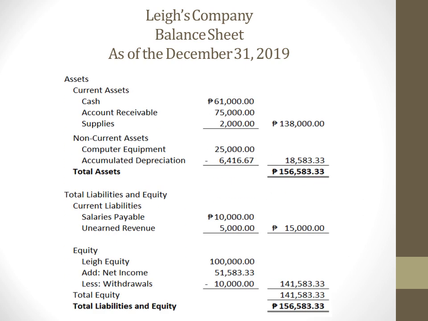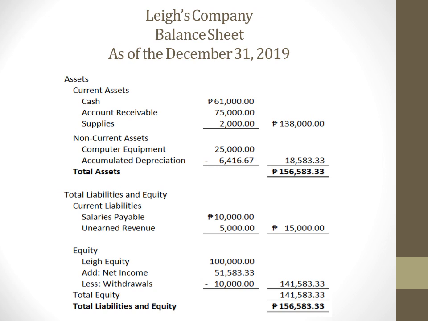Then we have the assets. Current assets: we have cash, 61,000, accounts receivable, 75,000, and supplies, 2,000. So we have total current assets of 138,000. For non-current assets, we have only one, computer, less the accumulated depreciation, because we know accumulated depreciation is a contra asset account, so that we can determine the real value of the computer at the end of the period. So we have 25,000 computer less accumulated depreciation, which is now 18,583.33. In some books, it could be presented as computer equipment, net. Then you just have to put it in the notes to financial statements.